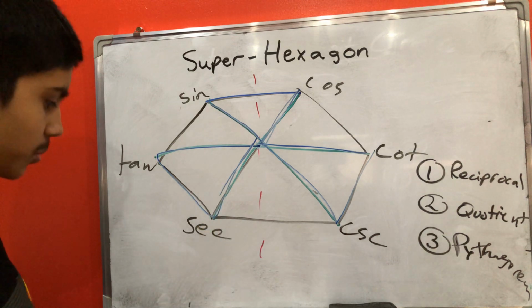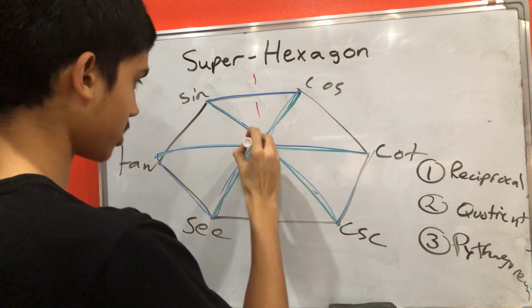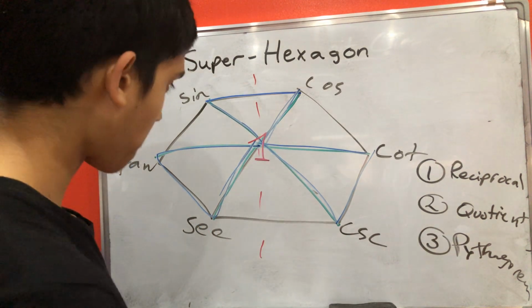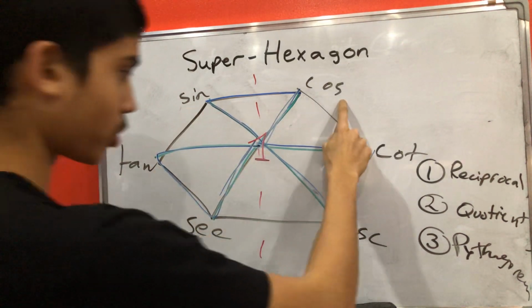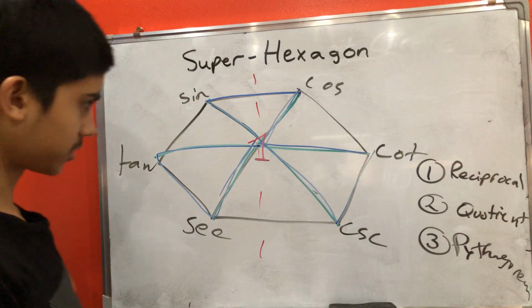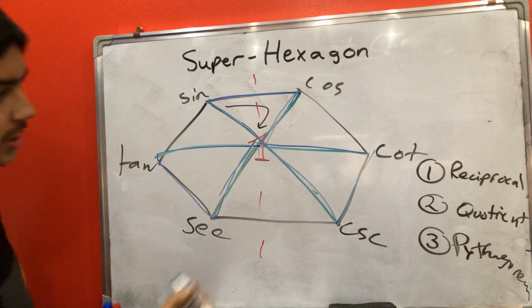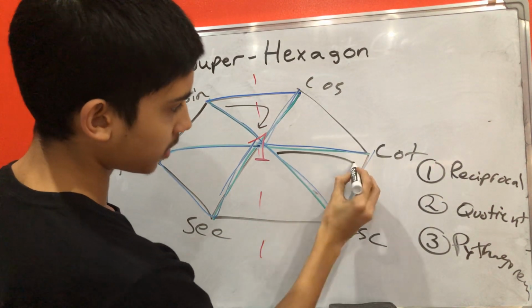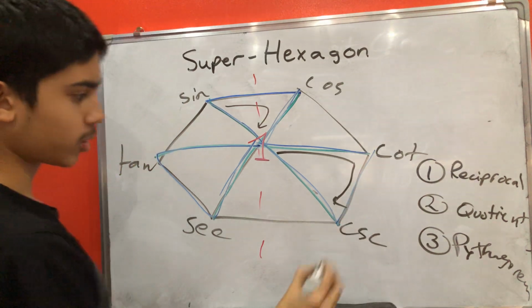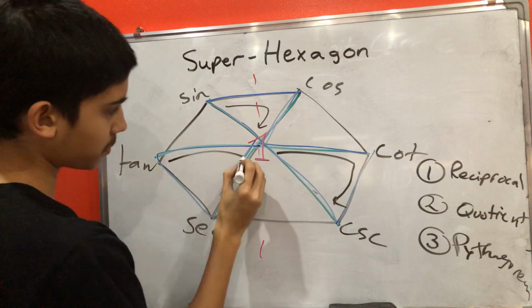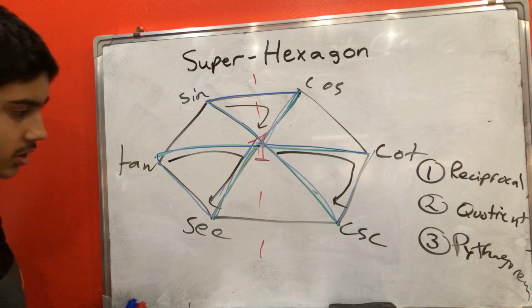The idea is, you remember how we put a 1 in the middle? We're going to draw the 1. Sine squared plus cosine squared is 1, so that's very useful. We're going to draw an arrow like that. Same thing for here. 1 plus cotangent squared is cosecant squared, and tan squared plus 1 is secant squared. So I'm just going to write them out.